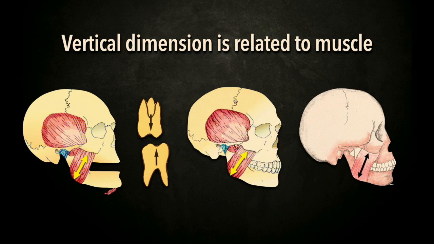That's what ultimately will create the vertical dimension of occlusion, which is basically measured at the nose to chin or nasion to pogonion.